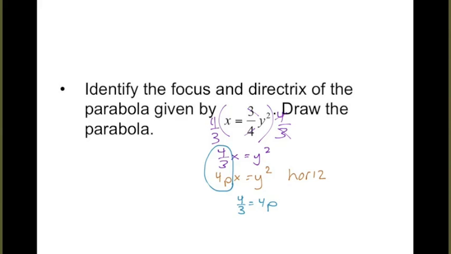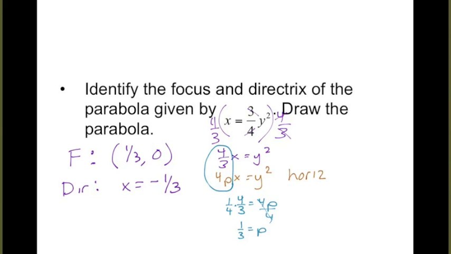So how do I solve for p? Divide by 4, which is the same thing as multiplying by 1/4. So that gives me 1/3 as our p-value. Then according to our chart, our focus for a horizontal facing is going to be at p, 0. And the directrix is going to be at x equals -p, so -1/3.